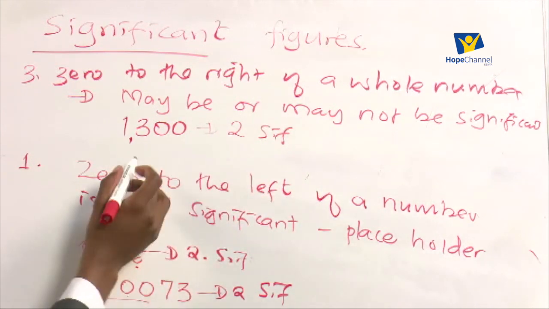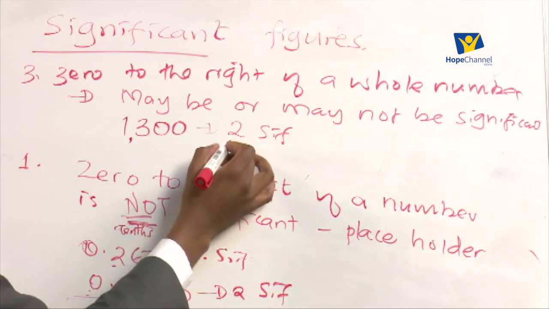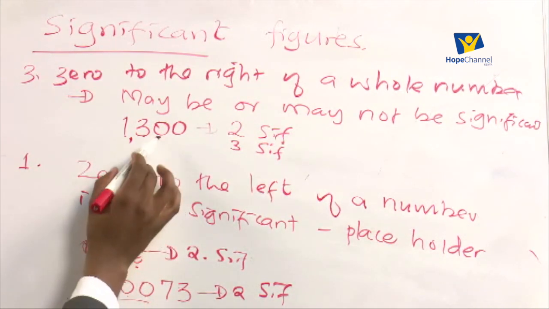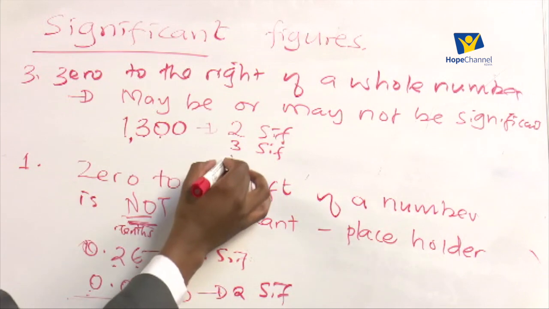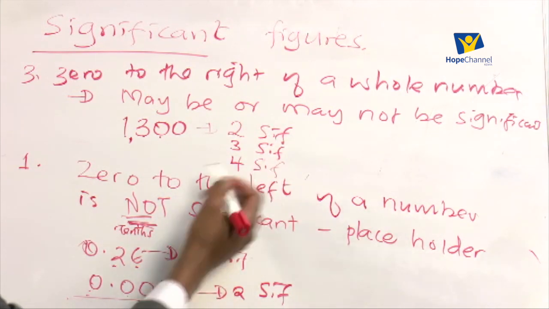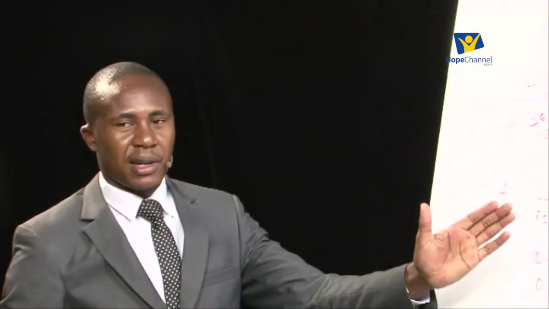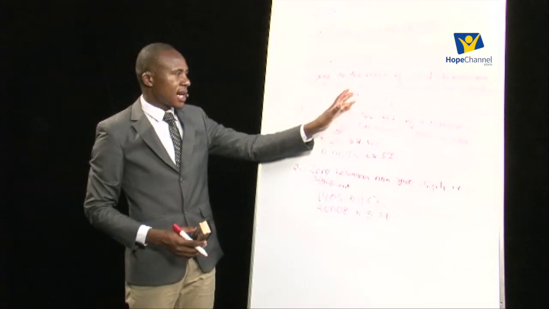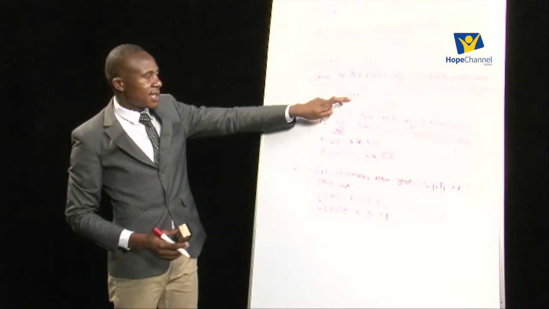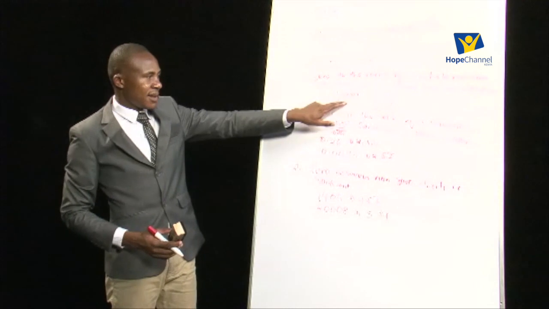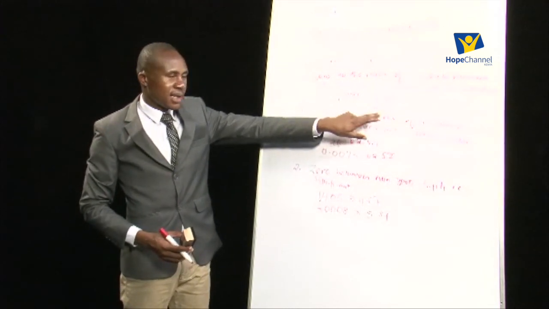That can be very correct. Another person can say it is written to 1, 2, 3 significant figures. That is also correct. Or we can say 1, 2, 3, 4, all of them are significant. It can as well be written to 4 significant figures. So if it's a whole number and there's a zero to the right of it, the zero may be significant or not. Using this as an example, if only this zero is significant, then the whole number is written to 3 significant figures. If both of them are significant, then the same number is written to 4 significant figures.